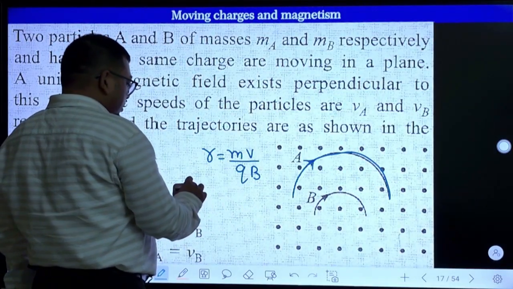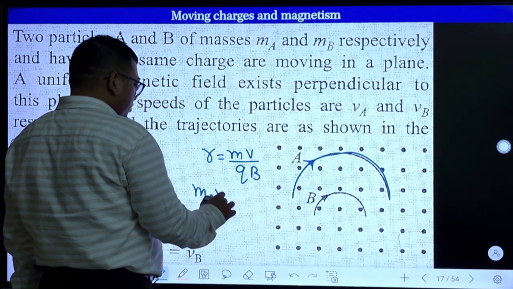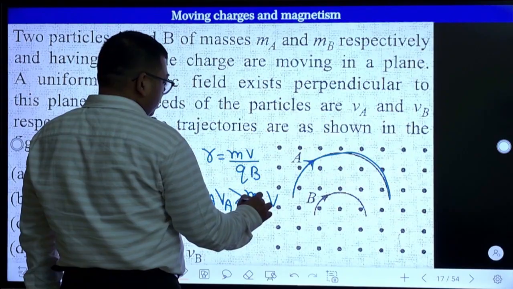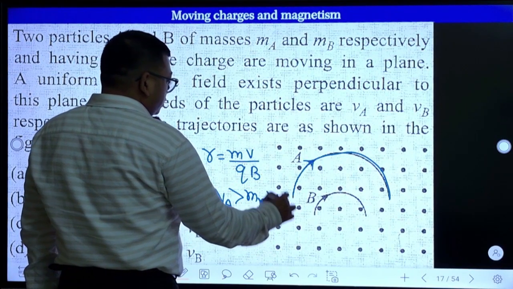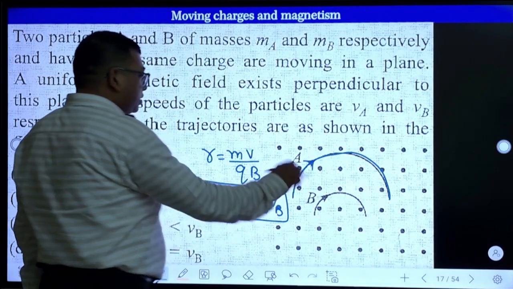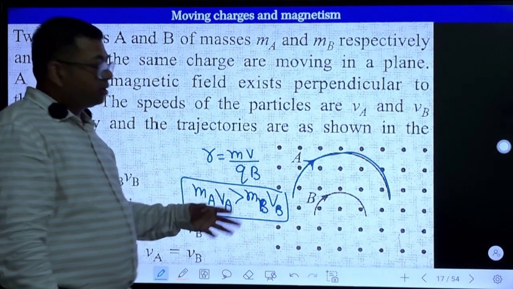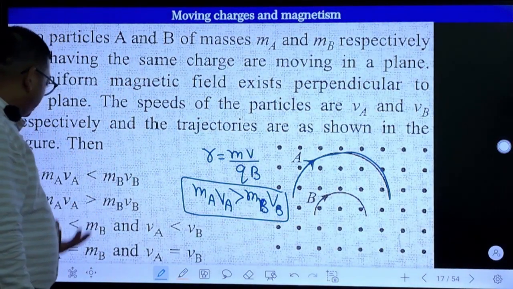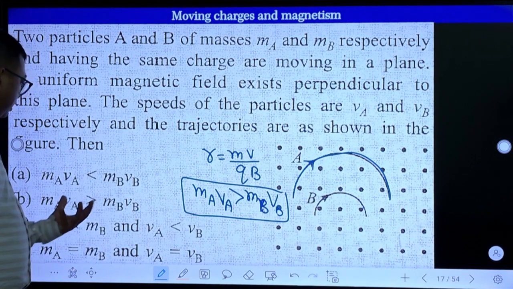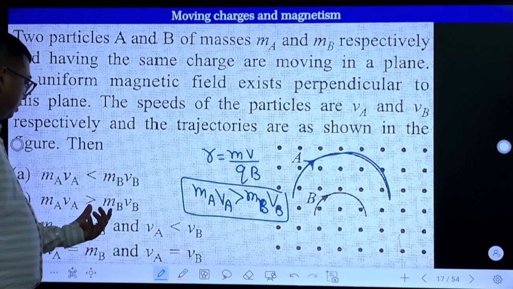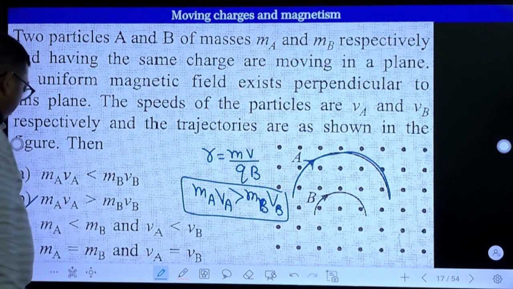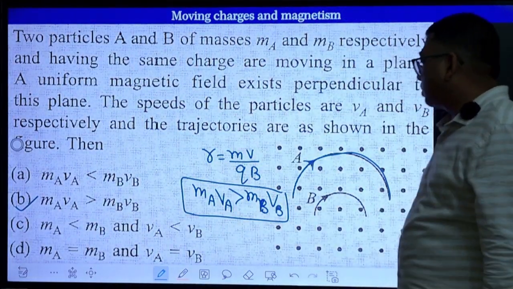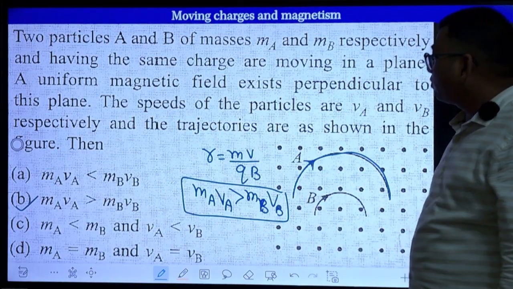So definitely you can clearly say that Ma into Va must be greater than Mb into Vb. Why? Because the radius of the upper one is larger. A has a larger radius, B has a smaller radius, right? So MaVa is greater than MbVb. Directly we can say that. Are there any other possibilities? Because this radius is larger means the product mv is larger.